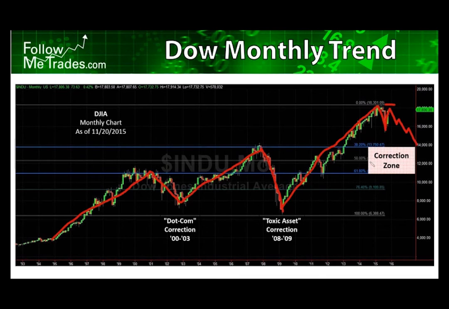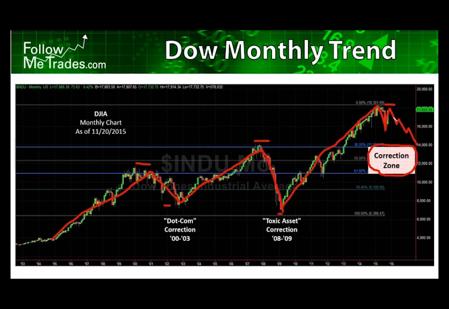And here's the correction zone. This would be a normal, healthy correction, very consistent with the rest of the pattern that we're seeing here for the Dow to correct down to 14,000 to about 11,000. And there'd be a lot of profit to be made. One of the things you can notice is these corrections are shorter in time, right, and more dramatic than the uptrends.